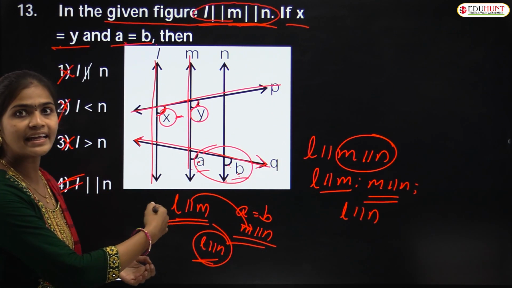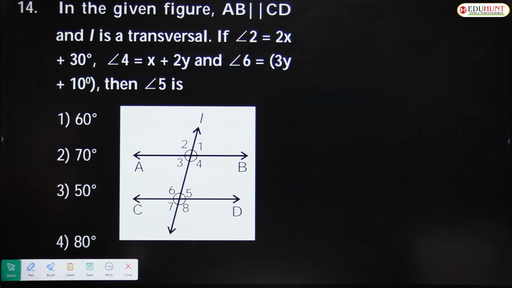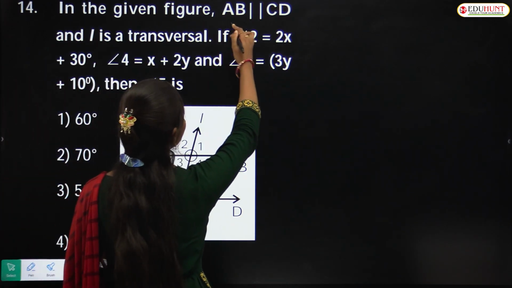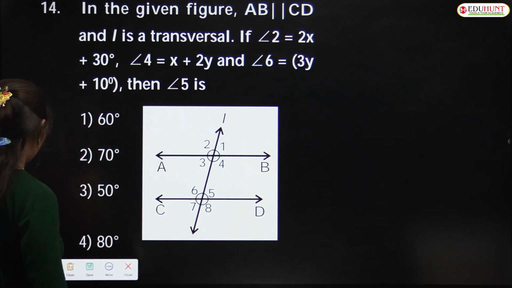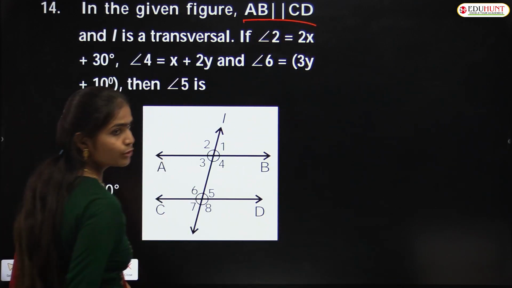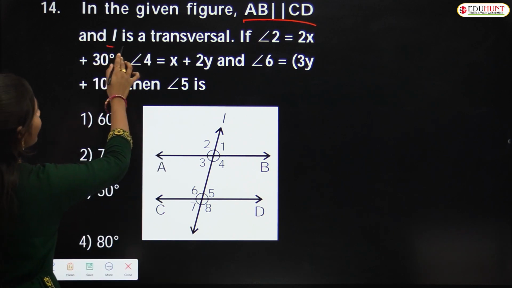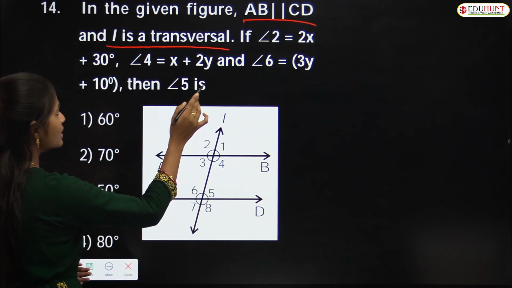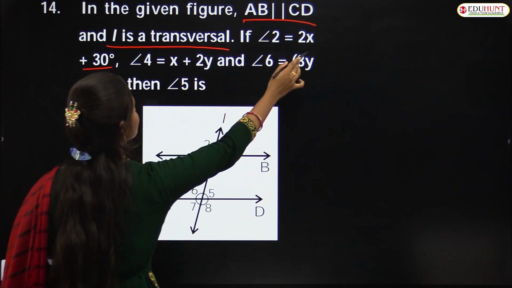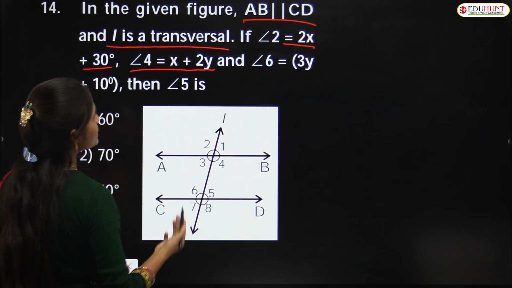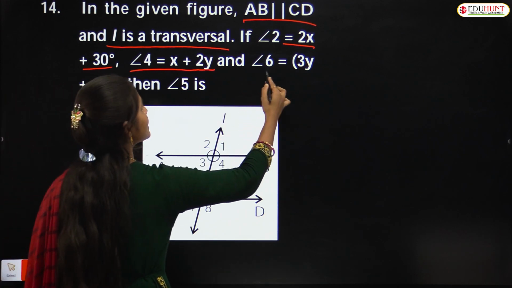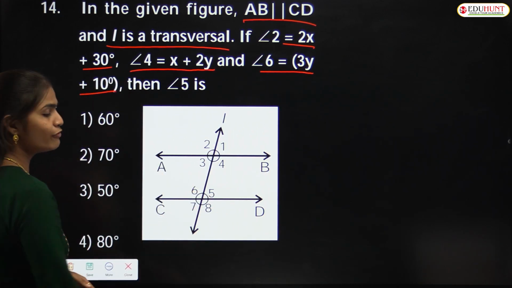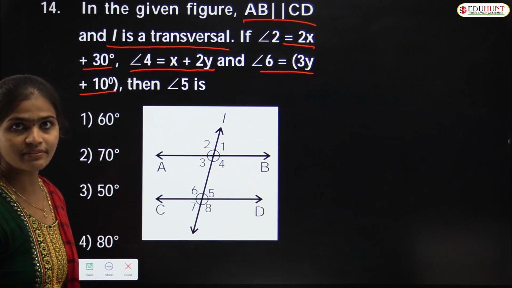So we can follow any one of the methods. Okay, next question. In the given figure, AB is parallel to CD and L is a transversal. If angle 2 is equal to 2x plus 30 degrees, angle 4 is equal to x plus 2y, and angle 6 is equal to 3y plus 10 degrees, then what is angle 5? Okay, that is the given question.